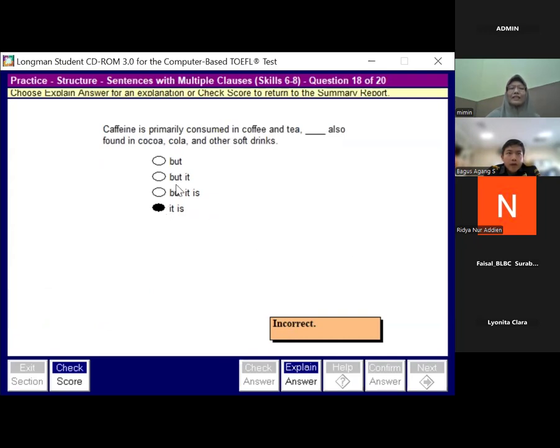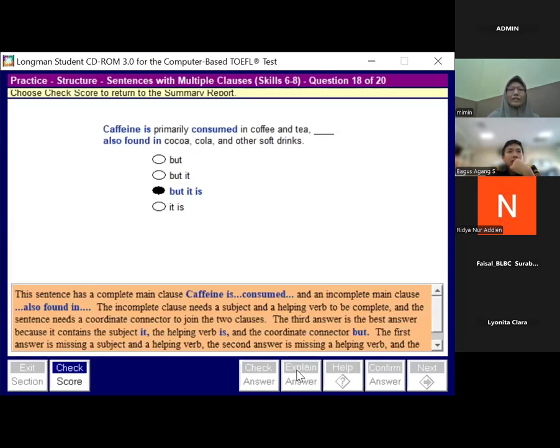We need a connector. We have connectors in three options, but it is. Which one is correct, do you think? But it also found, or but it is also found? Well, the answer is C, because this is present simple, is consumed. It should be present simple as well, is found, or it is also found. All right, so that is. Any questions?